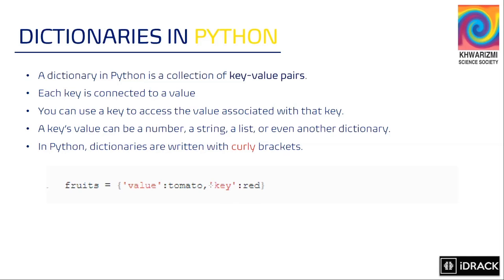Okay, and you can use a key to access the value associated with that key. So a key's value can be a number, a string, a list, or it can even be another dictionary. And the same way as sets are written, dictionaries are written using curly brackets.